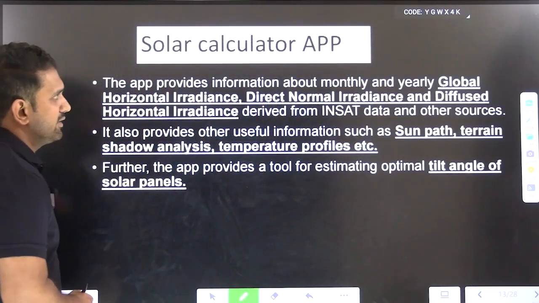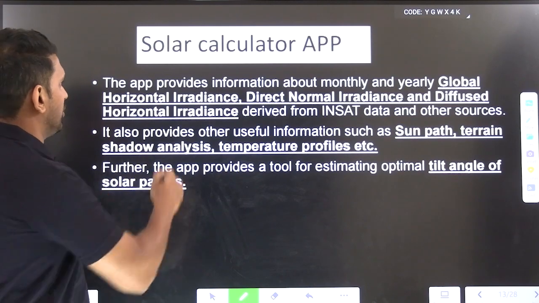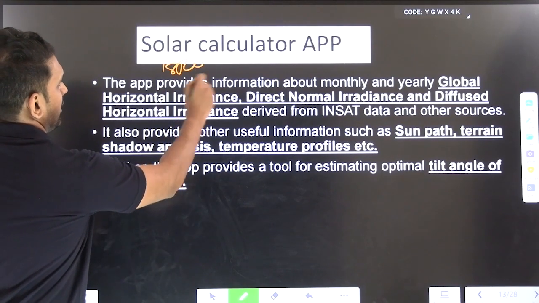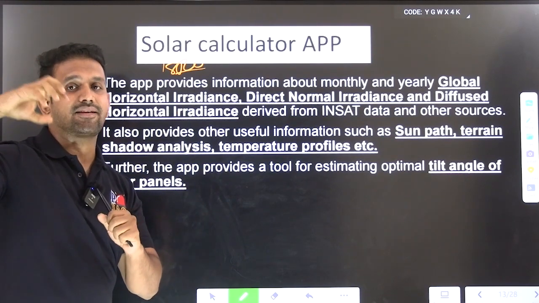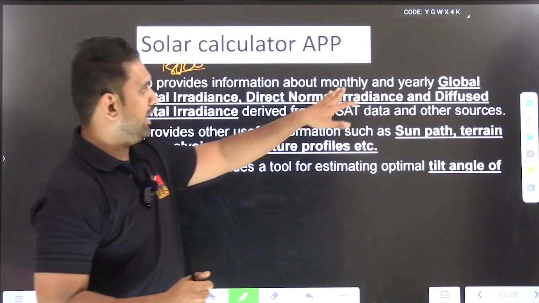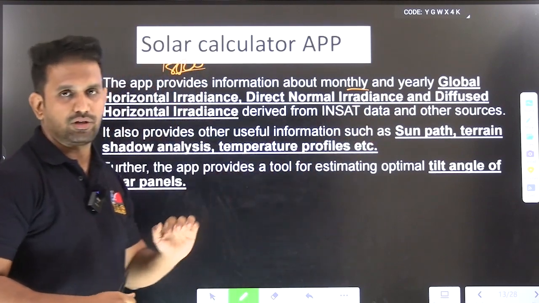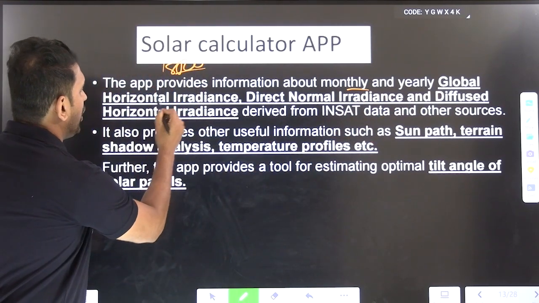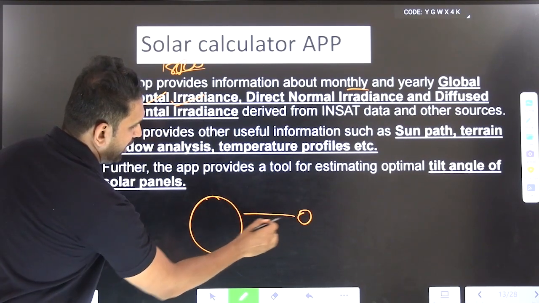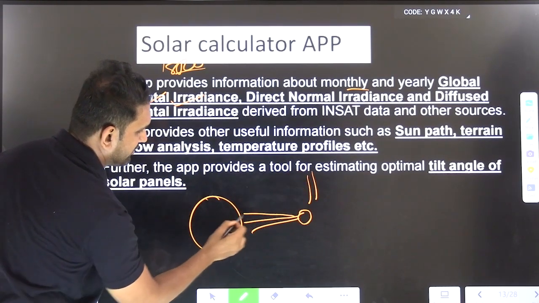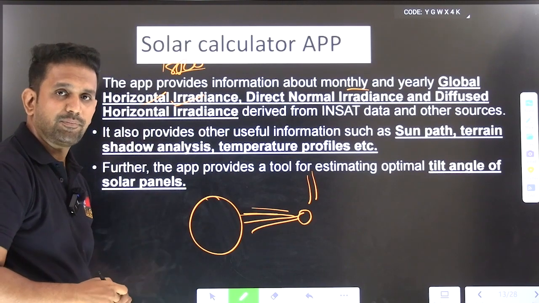Okay, the Solar Calculator app. This app is launched by ISRO. It gives solar related data, meaning sun rays related data, every month and globally also. Okay, global horizontal irradiance. This is our earth and this is our sun. Horizontal irradiance, not this one, horizontal irradiance. It will give us the data.